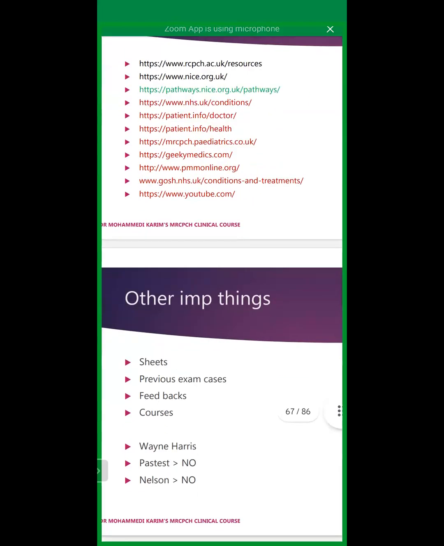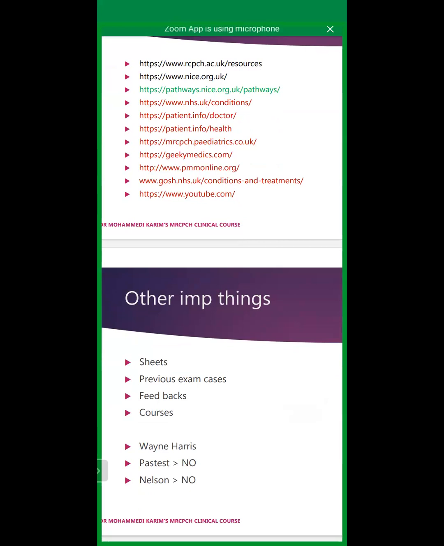Geeky Medics has better videos for examination. I've never seen any mistakes actually. So I prefer Geeky Medics for examination. Although it's for adults mainly, they do have a children part as well. And it doesn't matter, you can watch the adult videos for many of the examinations.